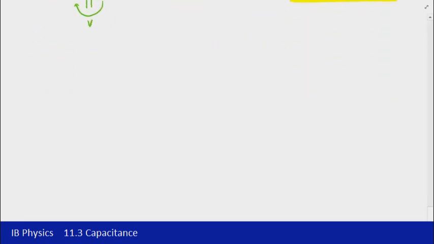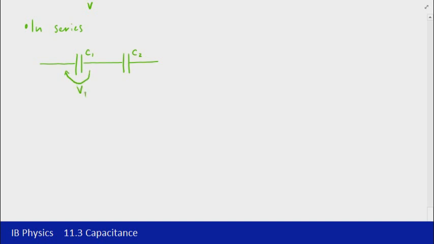Moving on to series capacitances, you probably can already figure out that it's going to be similar to resistors in parallel. In this situation, I'll go through and explain how the equation that we end up with comes about. Again, we'll call these C1 and C2, and the potential difference across them now is not going to be the same. It's going to be potential difference V1 and potential difference V2.